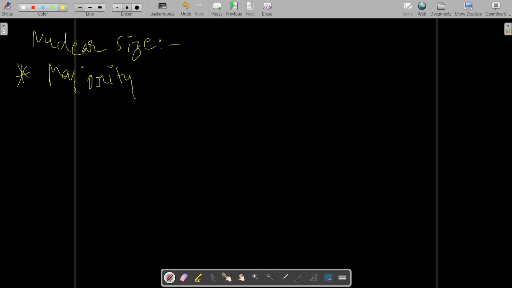So under the nuclear size heading, write over here: majority of nuclei are spherical.